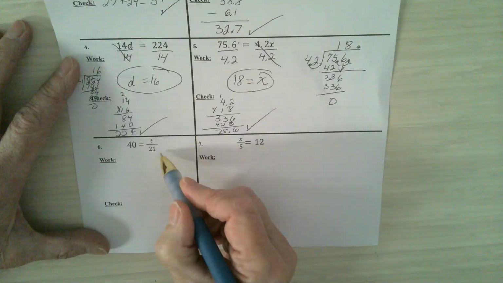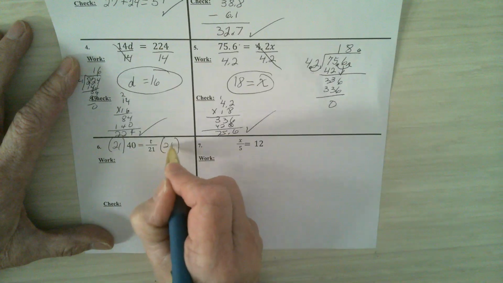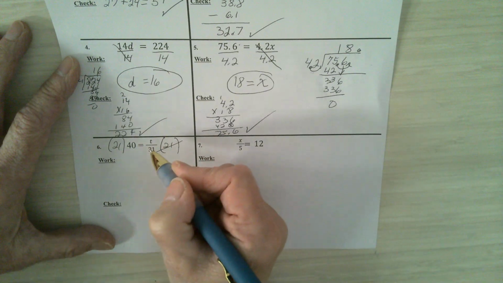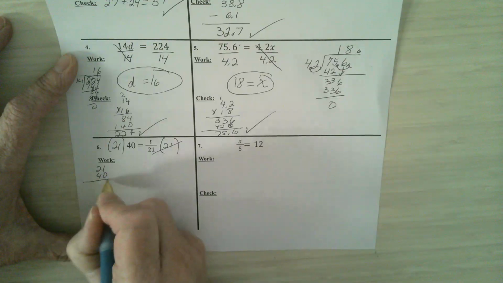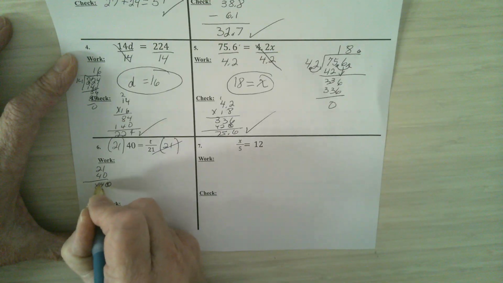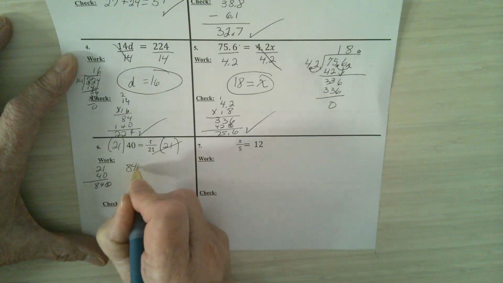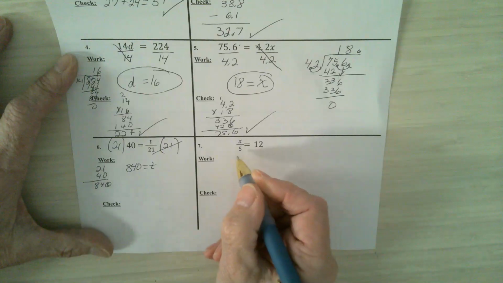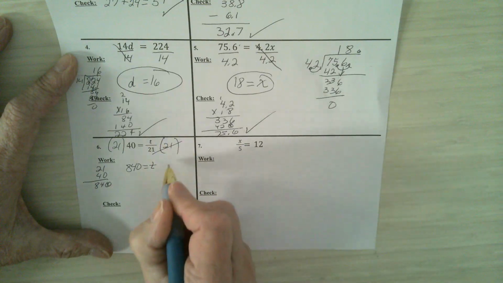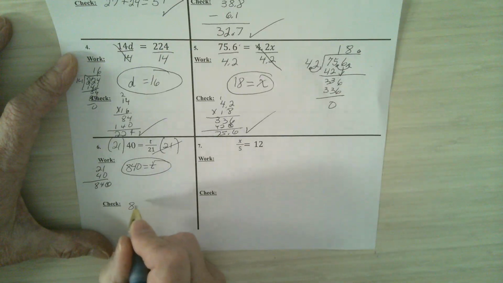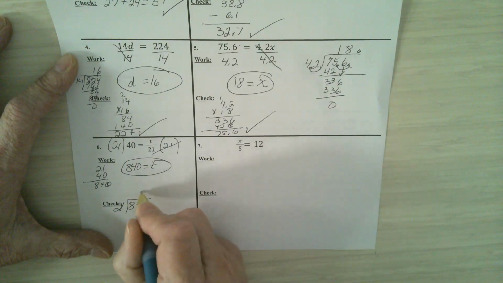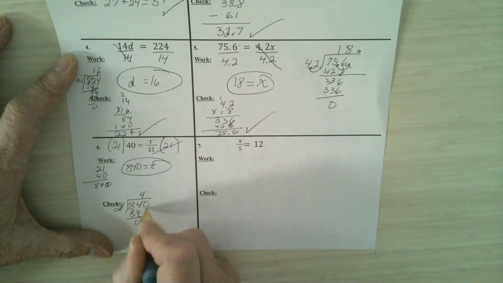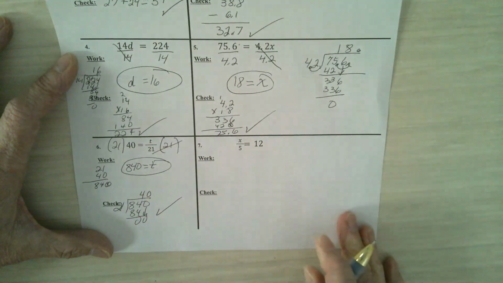Number 6, divided by 21. To undo division, you multiply both sides times 21. 40 times 21 is 840, I believe. Place value 0. Yep, 840 equals T. So now I have to check. Circle the answer. Is 840 divided by 21? Yep, it equals 40. Yes, it does.